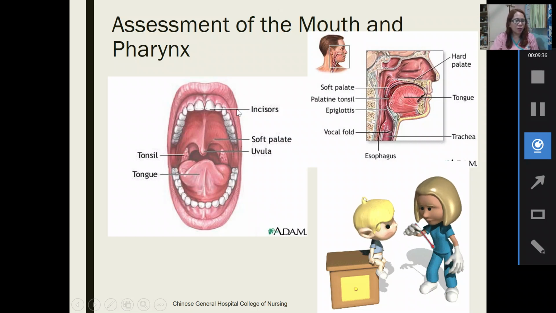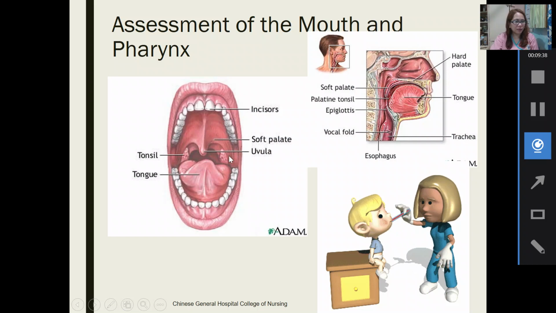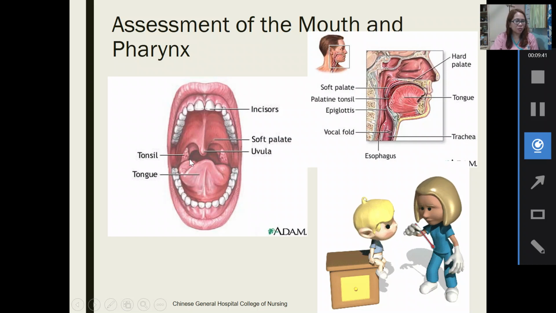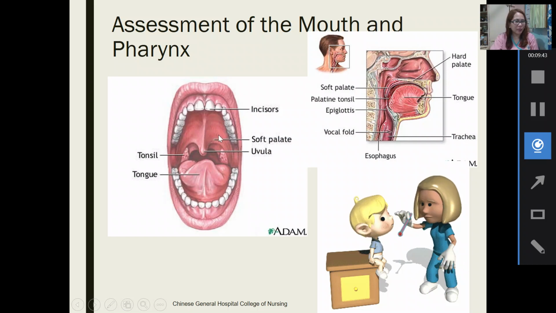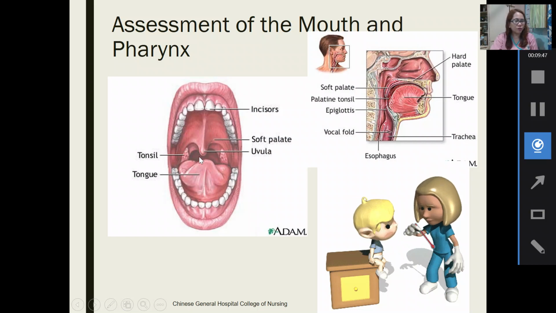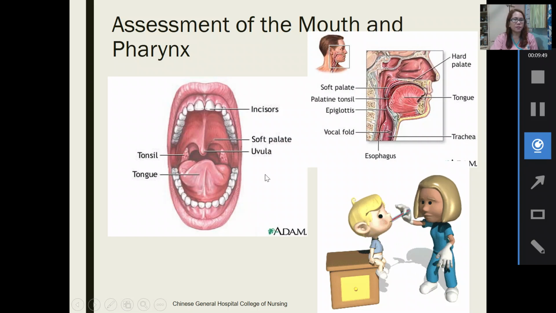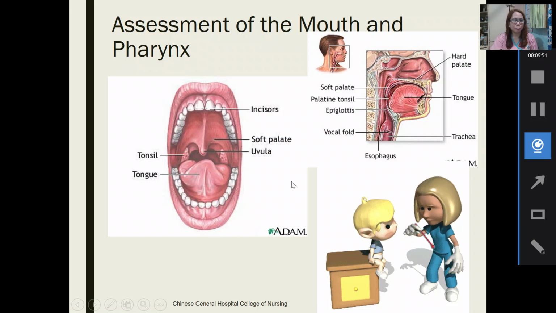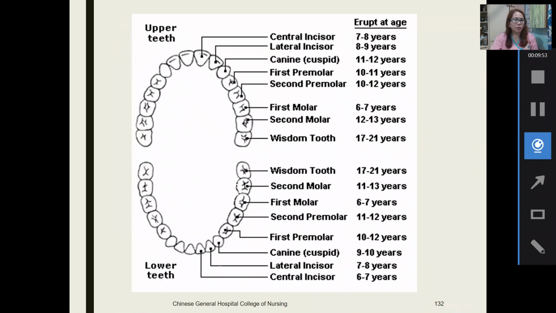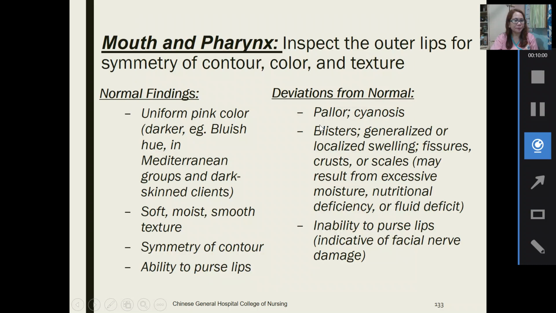Okay, so ito yung mga teeth, ayan, tonsils, soft palate, para at least alam ninyo, uvula. So, ayan yung mga teeth. Pinakita ko lang yan para may idea kayo. Okay? So, inspect the outer lips for symmetry of contour, color, and texture.